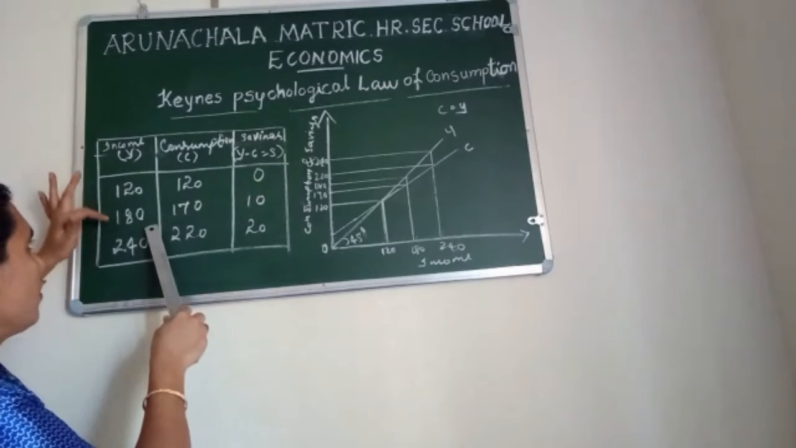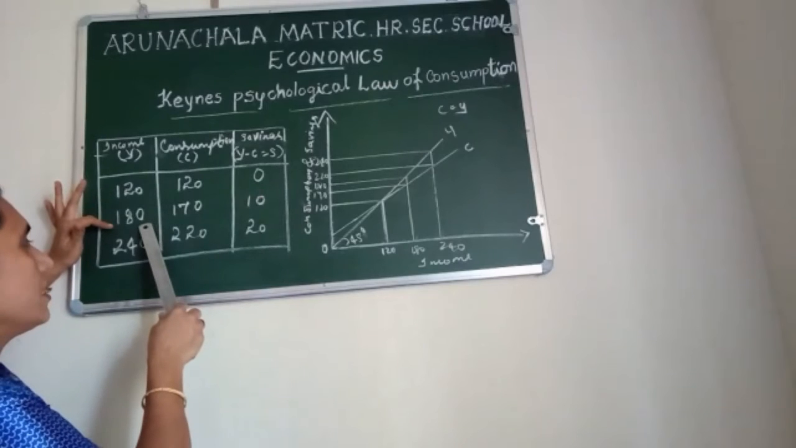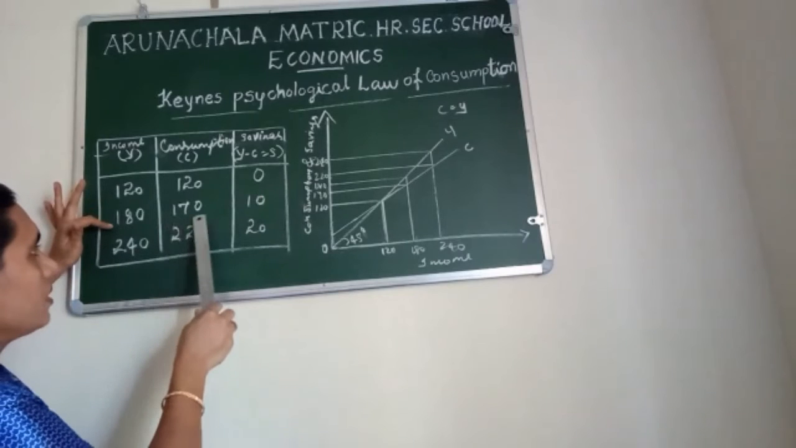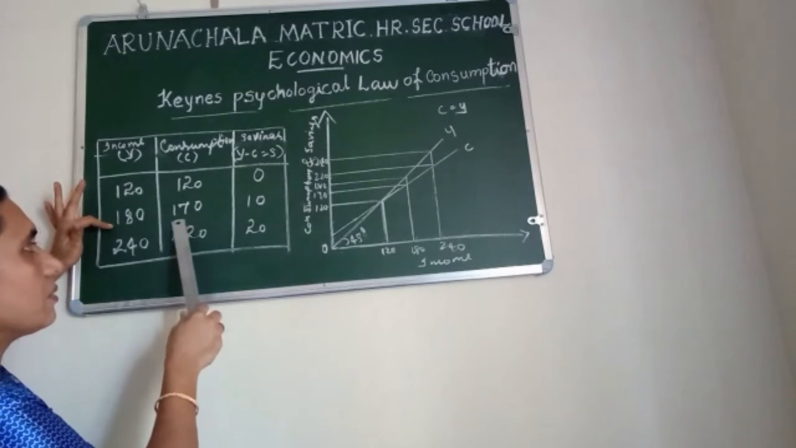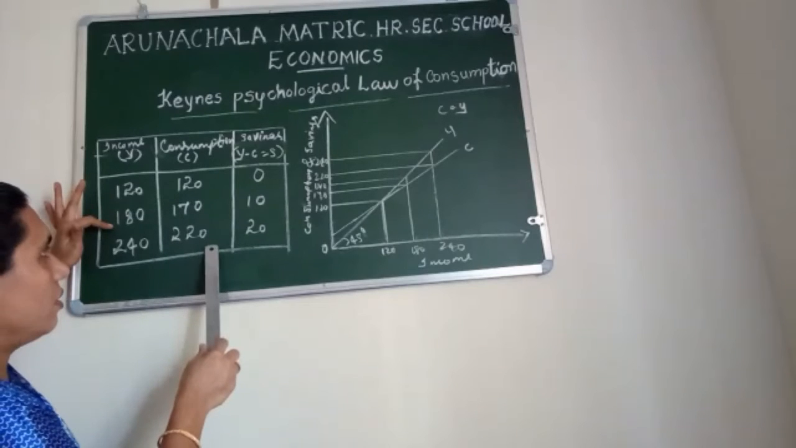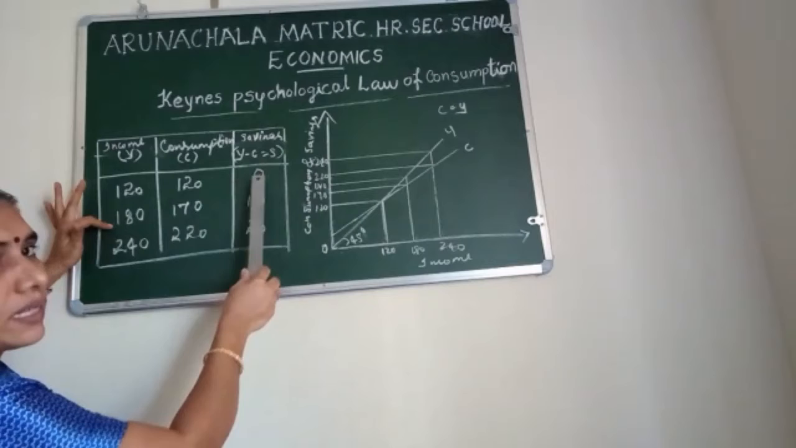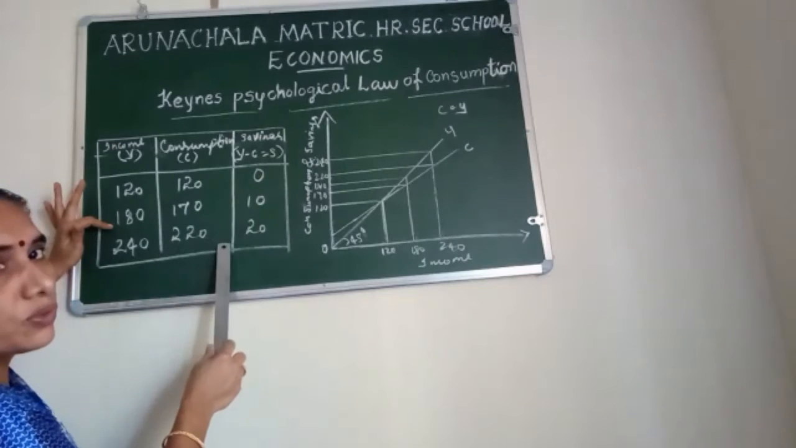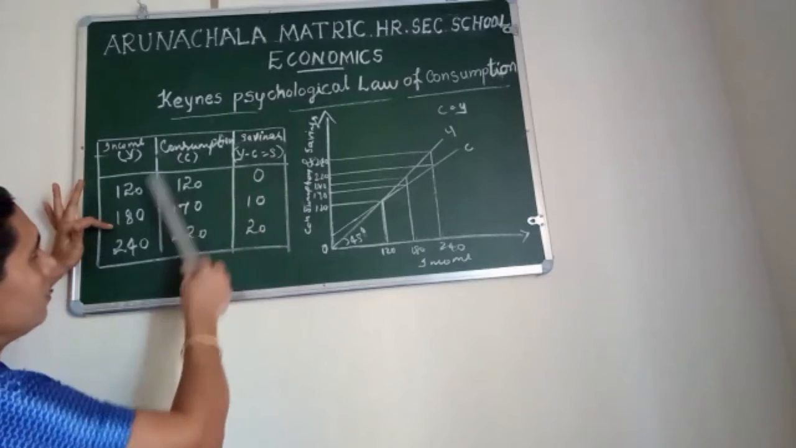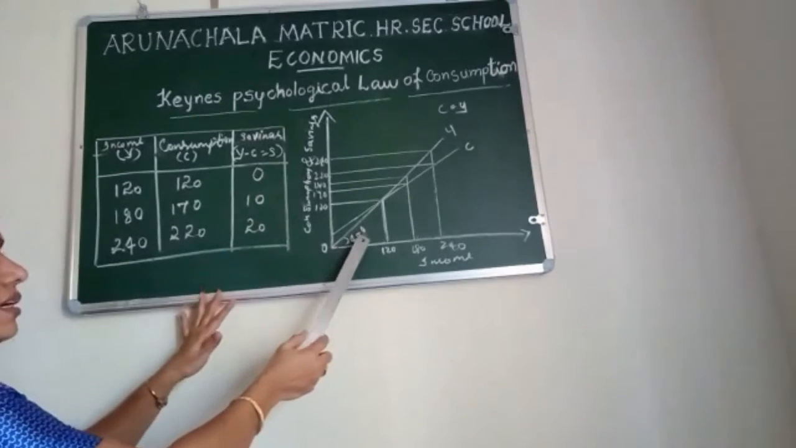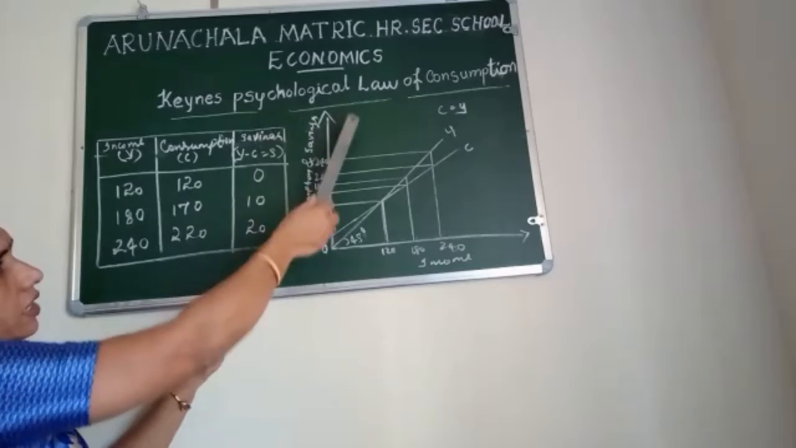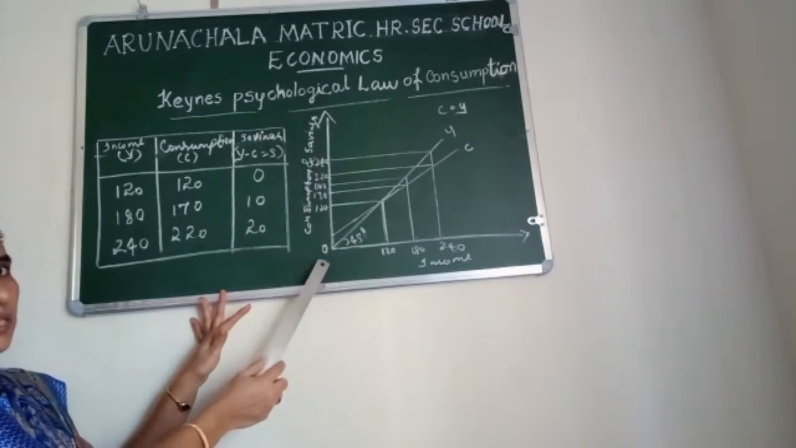Then again the income increases to 240, and from 170 the consumption expenditure also increases to 220. Then here you see income minus consumption, that is 240 minus 220, 20. The savings is also increasing. So this we are going to apply in this diagram, and we are going to explain diagrammatically this psychological law of consumption.